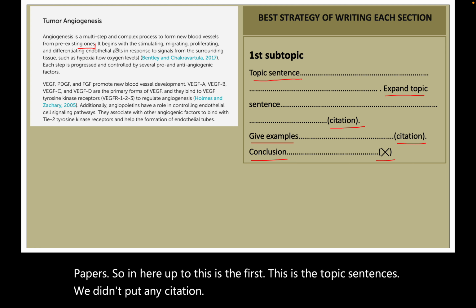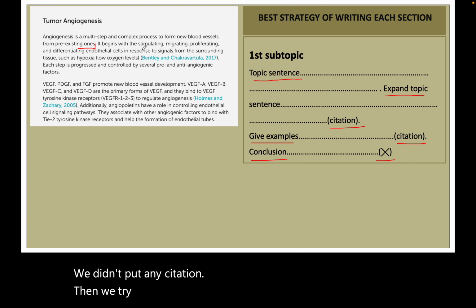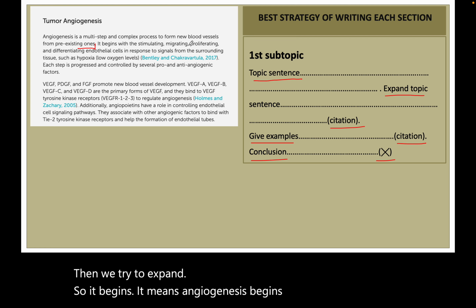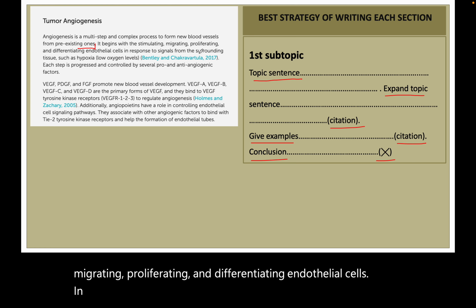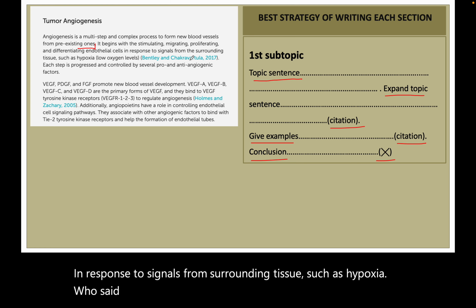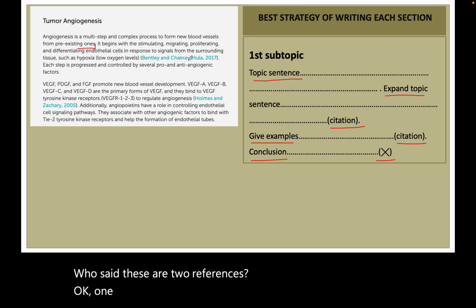Then we try to expand. Angiogenesis begins with stimulating, migrating, proliferating, and differentiating endothelial cells in response to signals from surrounding tissue, such as hypoxia. There is one reference here, okay. Now we finish it with the last sentence, which describes the step.